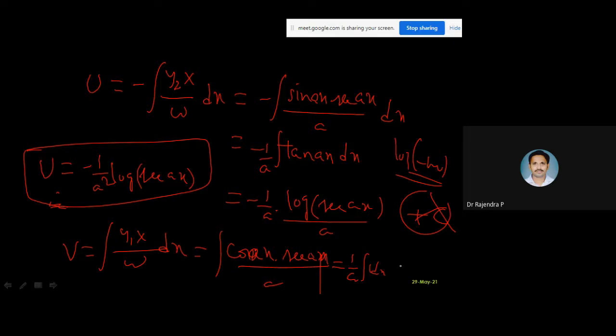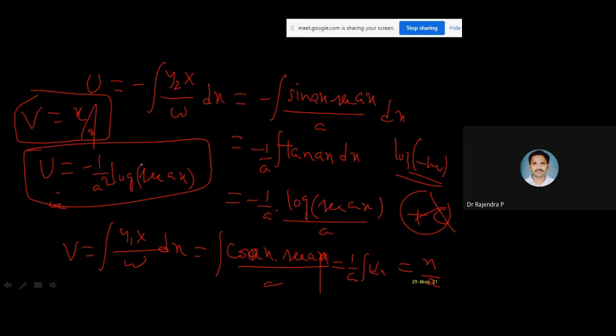X by a, right? X by a, sir. Good. So we have u and v. V is x by a. U is minus 1 by a square log of secant x. And v is x by a.